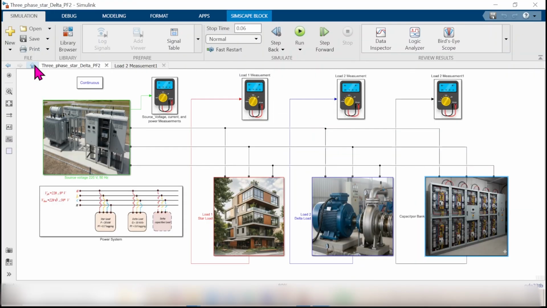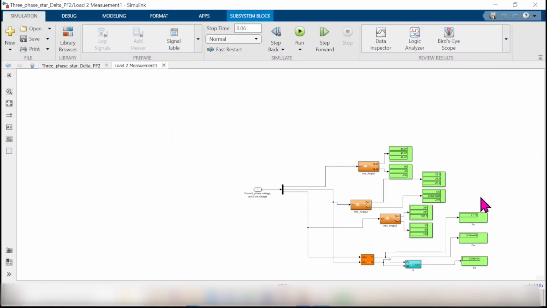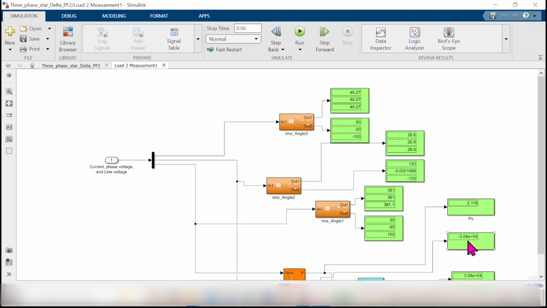So let's go for our model here, and we're going to run and see what will be the results. Let's check for the capacitor bank. That one takes from you something like 2 watts, and there's the same amount of var here, minus 30.4. And that one is the amount of added Q or designed Q to be added to the system.